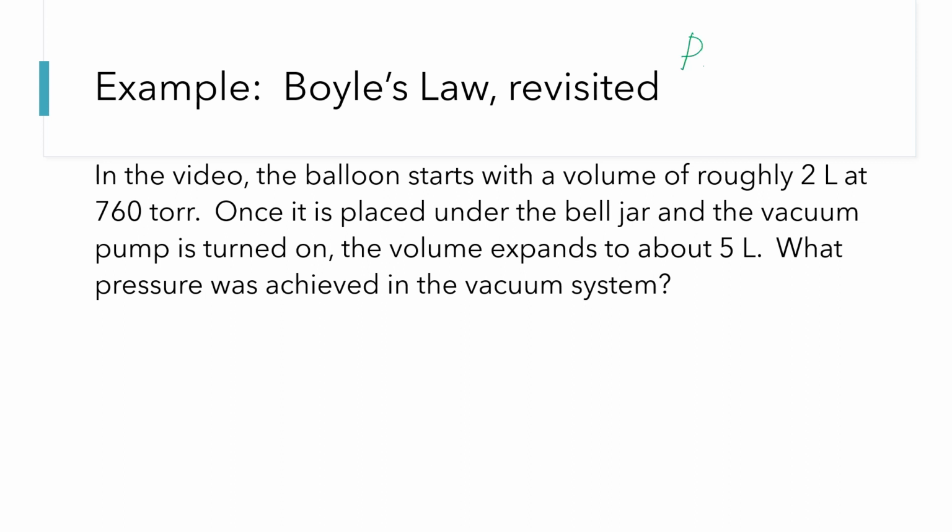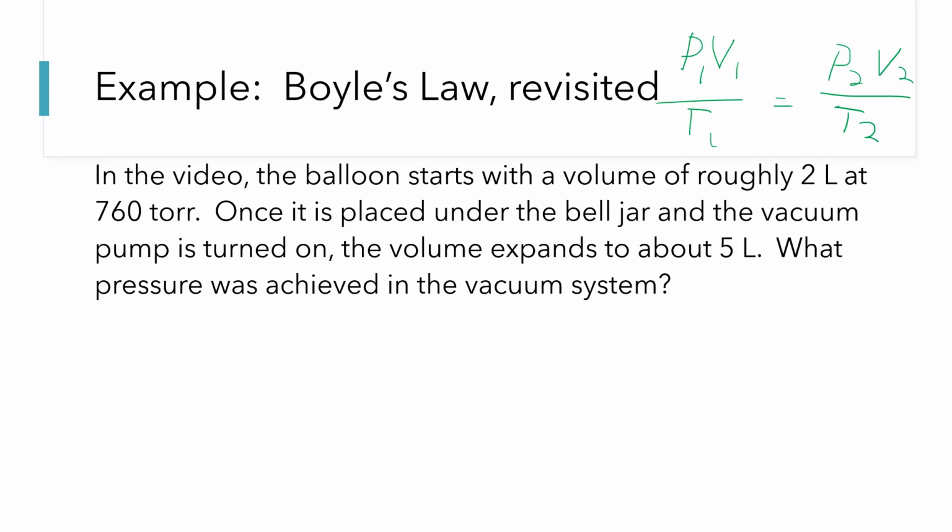So the combined gas law tells us P1 V1 over T1 is equal to P2 V2 over T2. And in this problem, it says in the video, the balloon starts with a volume of roughly 2 liters at 760 torr. It's placed in the bell jar, vacuum is pulled, and the volume expands to about 5 liters. So what pressure was achieved in the vacuum system?